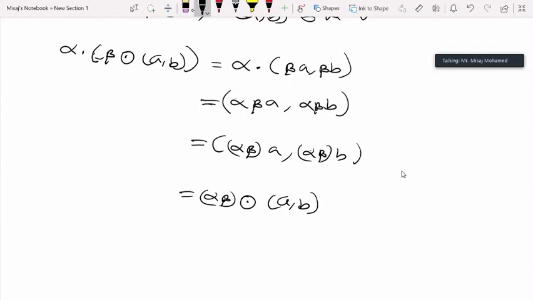So the first scalar multiplication property holds. This dot is the multiplication between the scalars. This dot is multiplication between the scalar and the vector.